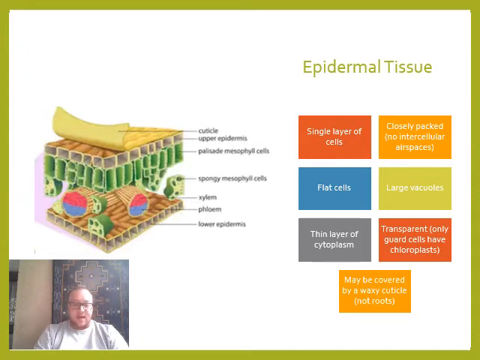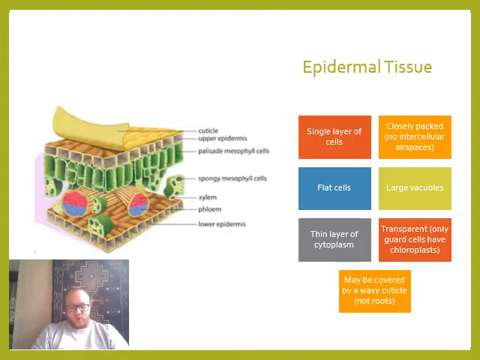They are flat cells, they have extremely large vacuoles, so that they can hold the shape of the plant up. They have a very thin layer of cytoplasm because of the large vacuoles. They are completely transparent to allow light through, so that photosynthesis can happen in everything beneath it. And then it may be covered in a waxy cuticle, except for roots.